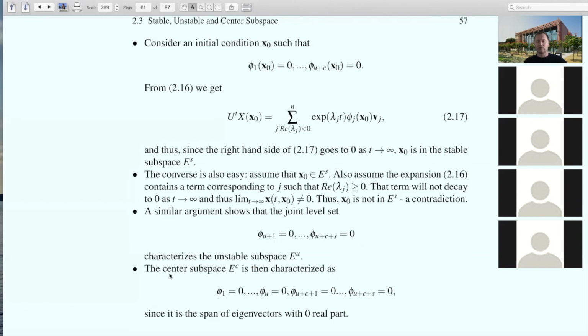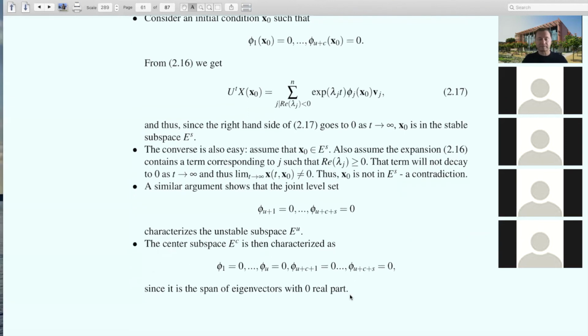So if you want to define the center subspace, then you set all the unstable eigenfunctions to zero and all the stable eigenfunctions to zero. So that's the way of characterizing center, stable, and unstable subspaces without referencing eigenvectors or equivalently Koopman modes.